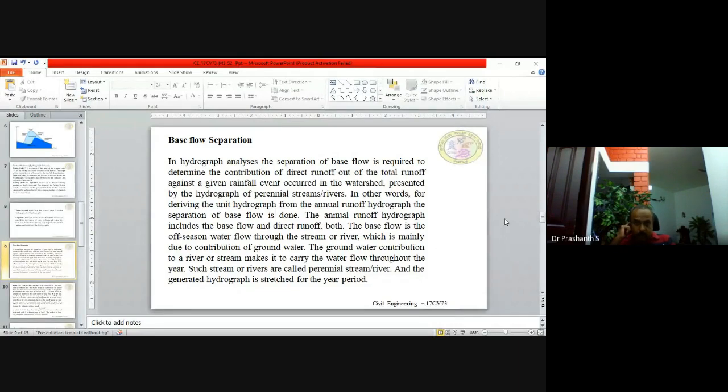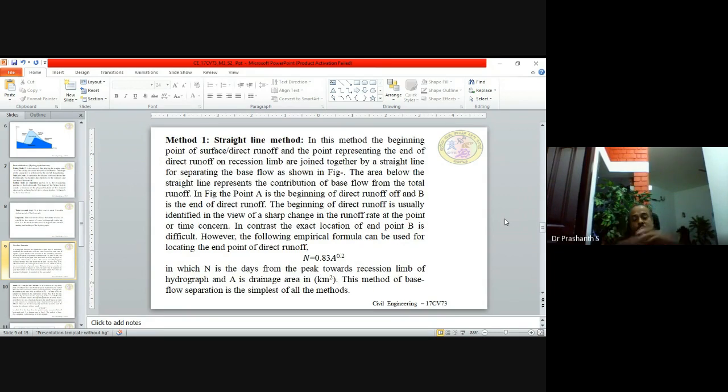The base flow is the off-season water flow through the stream or river, which is mainly due to the contribution of the groundwater. The groundwater contribution to a river or a stream makes it carry the water flow throughout the year. Such streams or rivers are also called perennial streams or rivers, and the generated hydrograph is stretched for the year period.